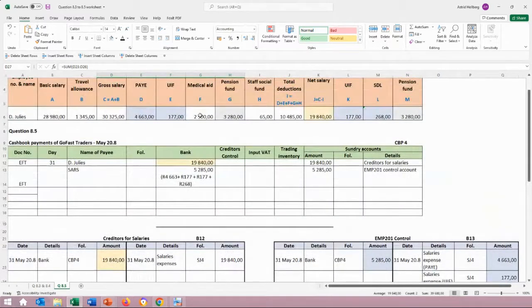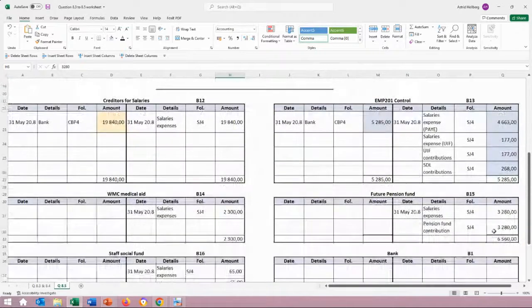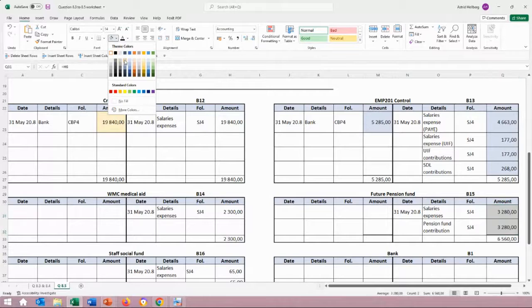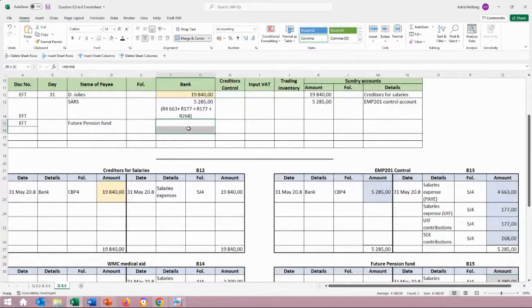Then the next thing we have to pay over is the medical aid and then the pension fund and the social fund. So it's again an EFT on the 31st. So the first thing we're paying is the pension fund. Now remember, our pension fund is our contribution as well as the employer's contribution. So if I go to the pension fund, the 6,560 will be the payment. So the 6,560 is what we will pay.